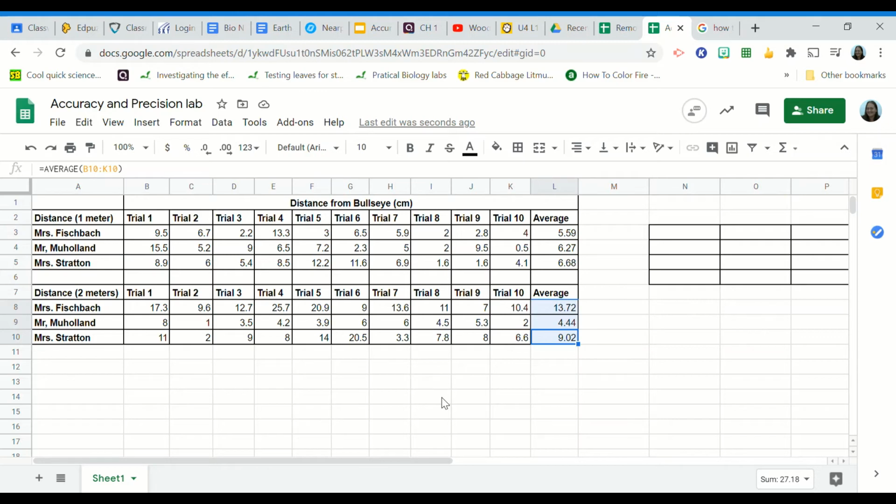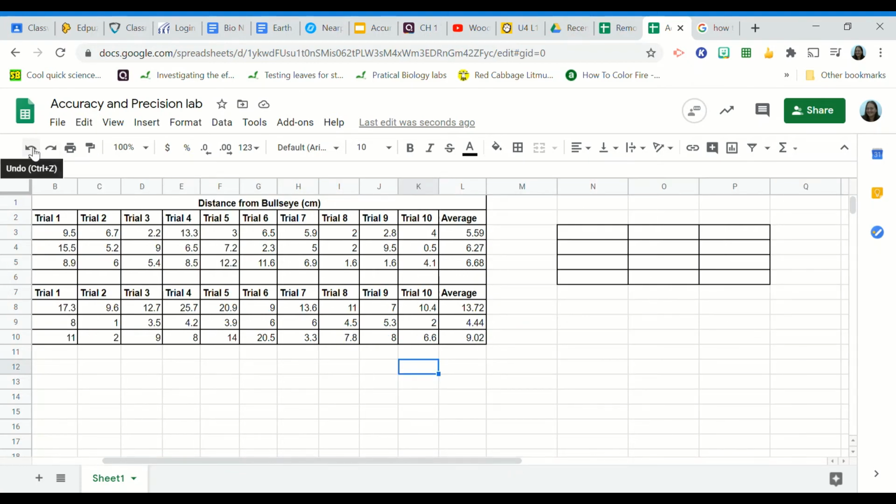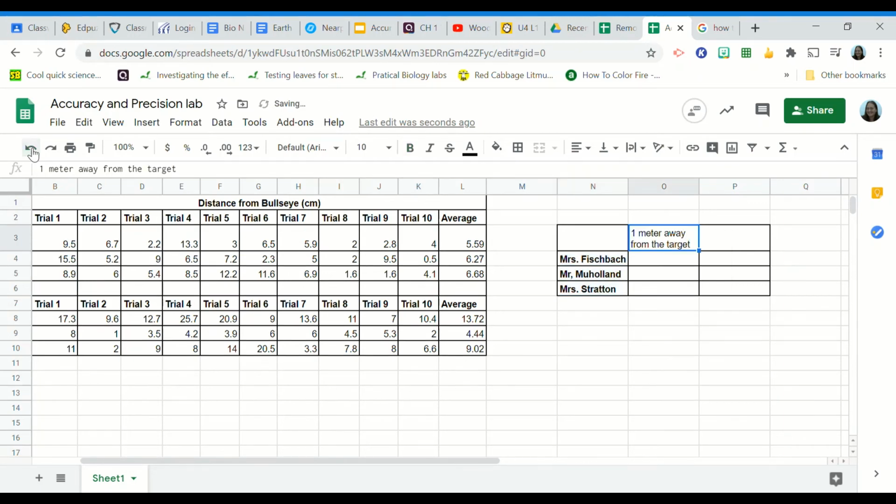The next thing that we need to do is take this data to form a graph. If we graph all of this, it's going to be a busy data table. So what we usually do is graph the averages. So if I slide over here, I have these boxes over here that I'm going to set up. I have to move my data around to get what I want to be in the chart. So I'm going to add my participants, and I'm going to say from 1 meter away from the target and 2 meters away from the target, and then fill in my average values.